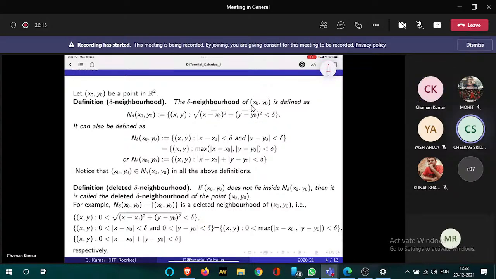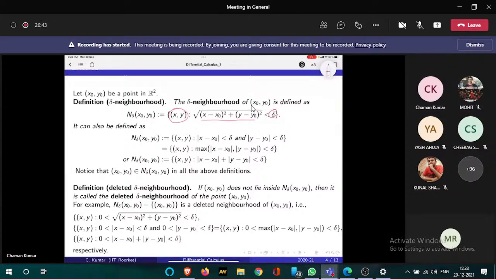So this means this is a predefined notation. Sir, the delta neighborhood is actually a function in x and y. It is not a function. It is a collection of points, all the points such that the distance of this point from the point x naught, y naught is less than delta.